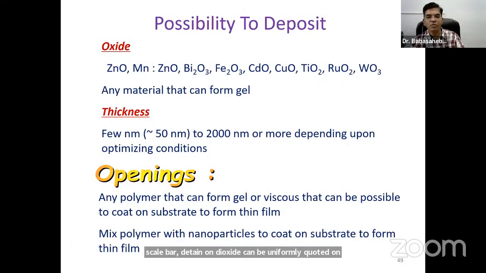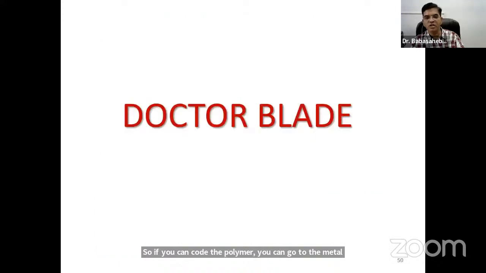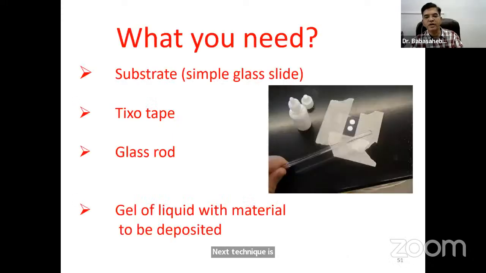So it is possible to make oxides, and to coat any material which is in gel form. You can coat the polymer, the metal oxide, the metal chalcogenide using this technique. The next technique is called the doctor blade technique. This is a very simple technique. What do you require? You require simply a gel of the material to be deposited, Tixo tape, a glass rod, and the substrate. That is a very simple technique.